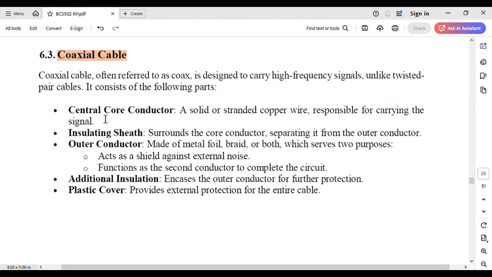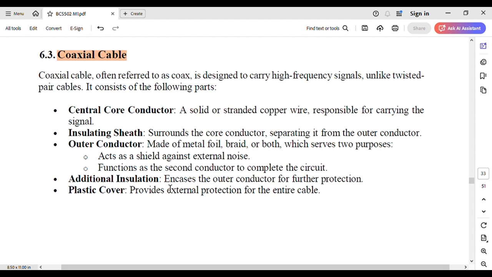The coaxial cable consists of the following components: central core conductor, a solid or stranded copper wire responsible for carrying the signal; insulating shield surrounding the core conductor, separating it from the outer conductor; outer conductor made of metal foil, braid or maybe both, which serves two purposes: act as a shield against external noise, and function as the second conductor to complete the circuit.